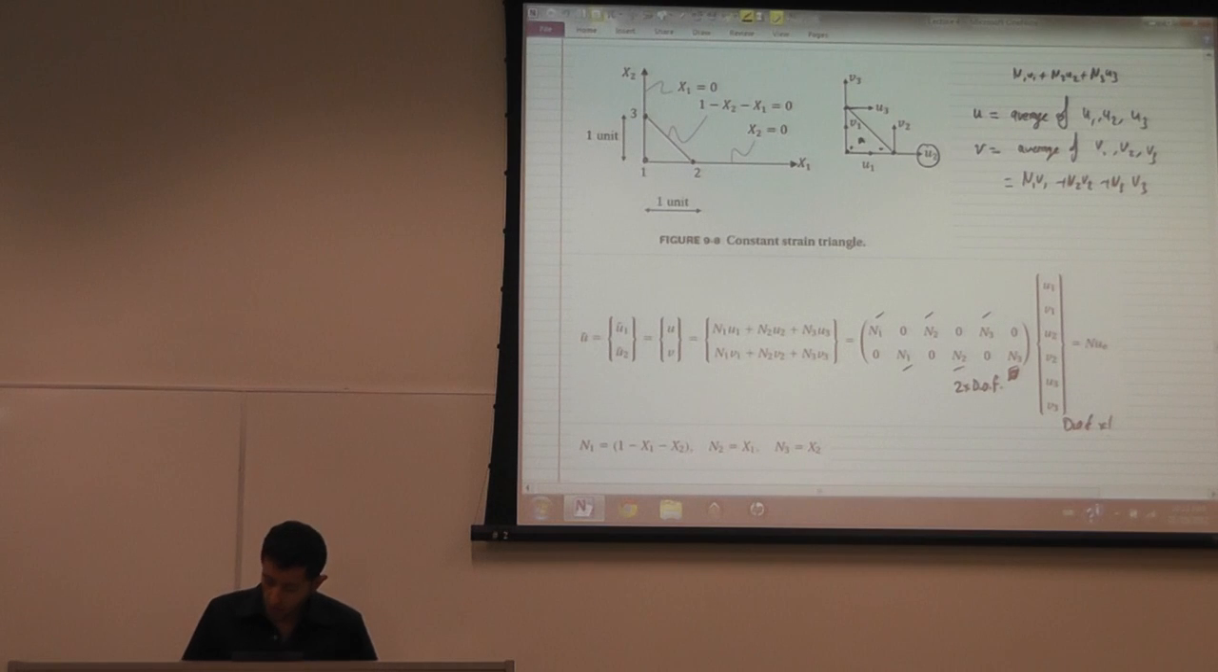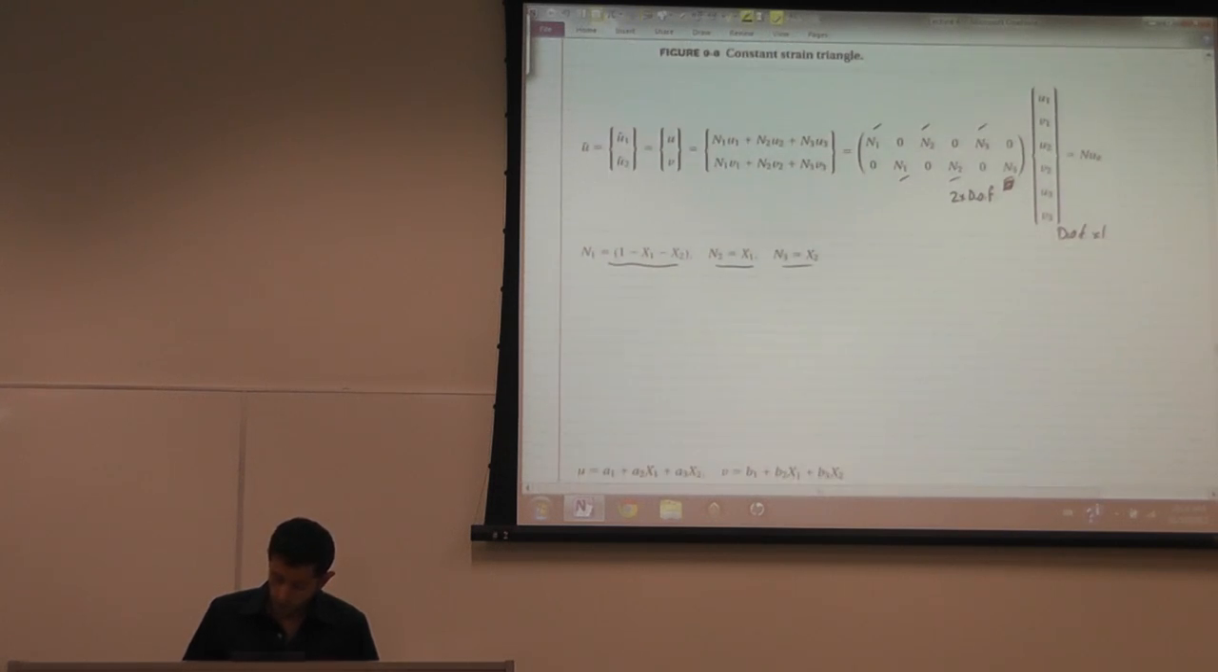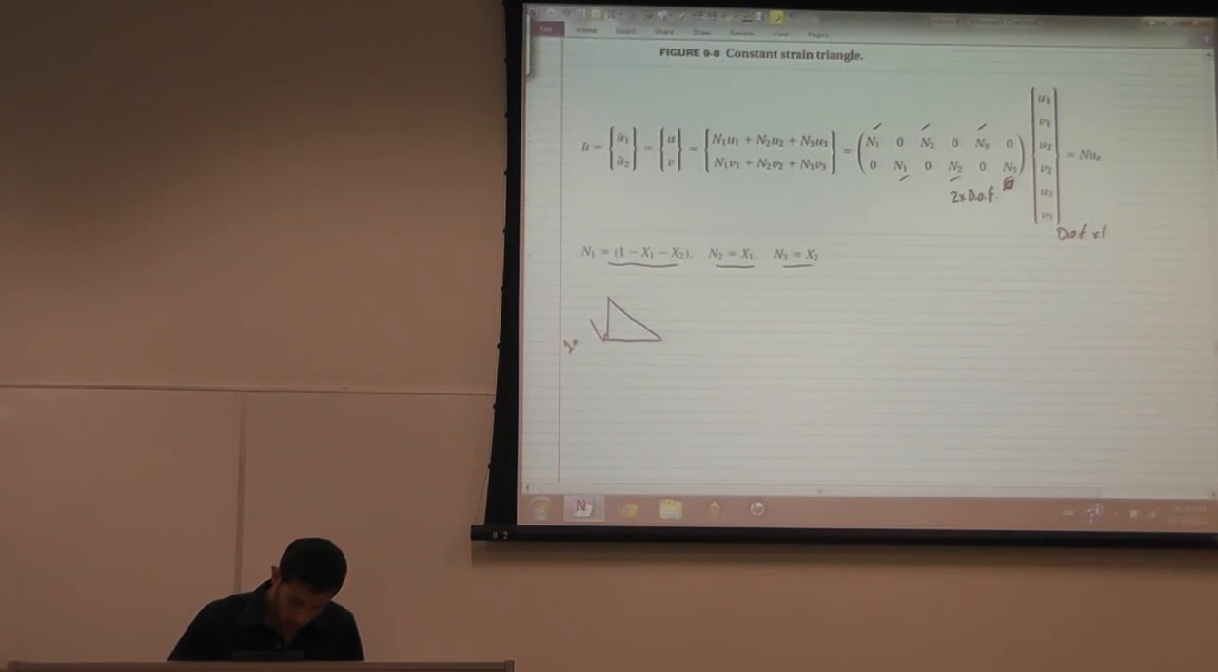The shape functions turn out to be the following. N1 is equal to this, N2 is equal to this, and N3 is equal to this. Now, how did I find them? I found them by one of two methods. The first method is by saying, I want a function that will give me one here, and it will give me 0 everywhere else, or 0 at the edges.